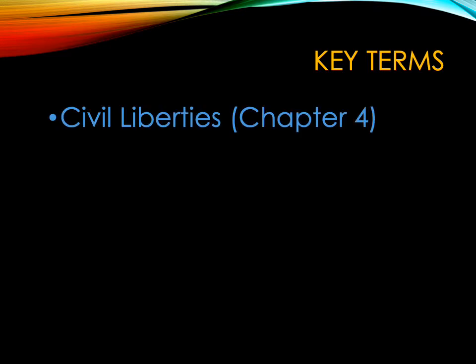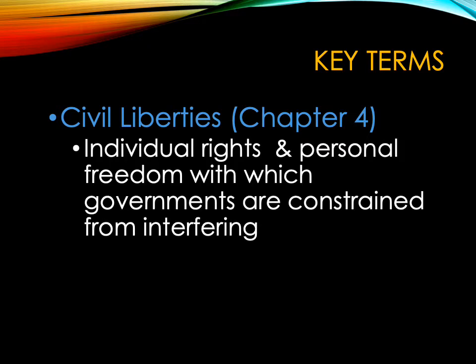All right, so let's define the key terms that we'll be learning about in both Chapter 4 and Chapter 5. Civil liberties is defined in your textbook as the individual rights and personal freedoms from which governments are constrained from interfering with. So what does that mean? Well, oftentimes when I teach civil liberties, I like students to think about civil liberties as the thou shall nots that are placed on government. In other words, civil liberties are telling government what it cannot do, what it's forbidden from doing. And in doing that, it opens a space for one's personal liberties.